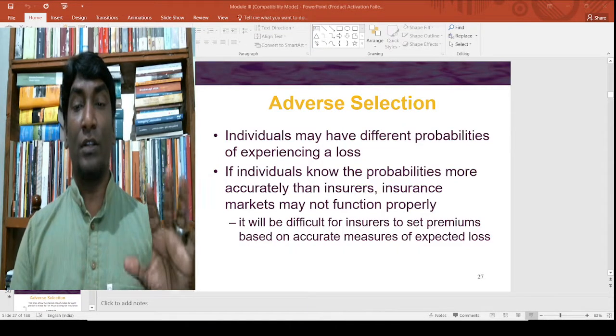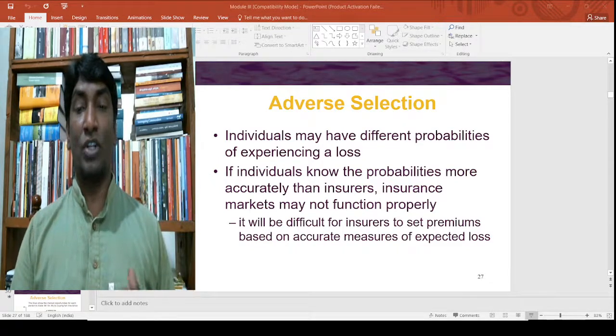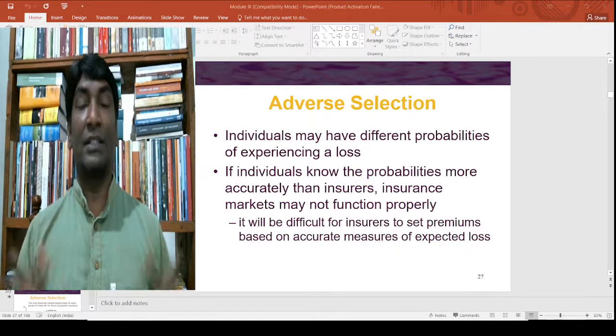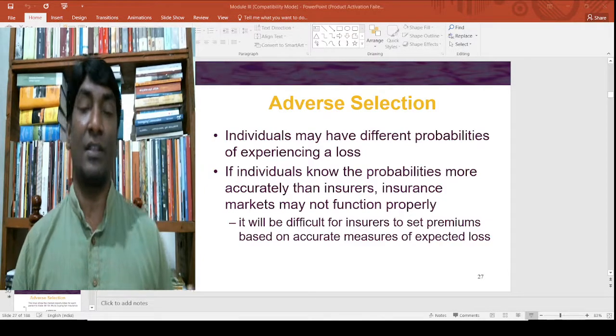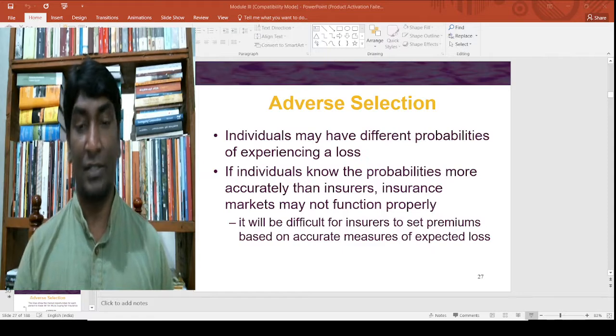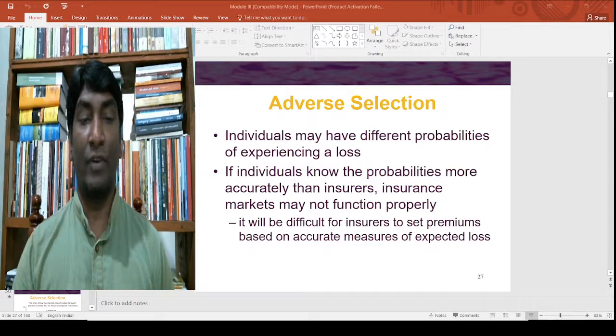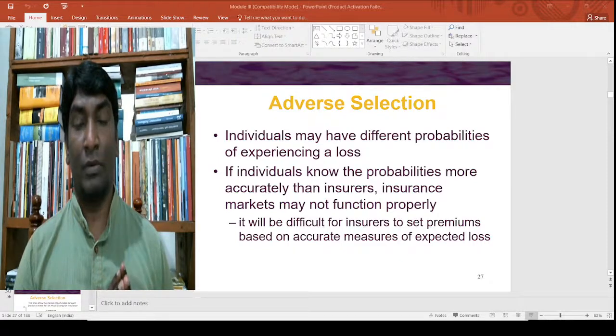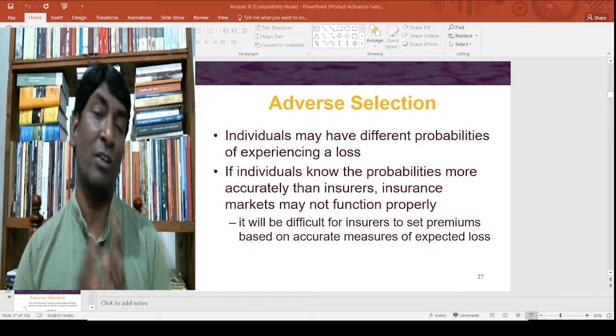So assume that there are two individuals who have the same initial wealth W star, and each faces a potential loss L. And there would be a certainty line. That certainty line is nothing but a 45-degree line. So once you have W star minus L, which is going to be an E, you can locate a loss.